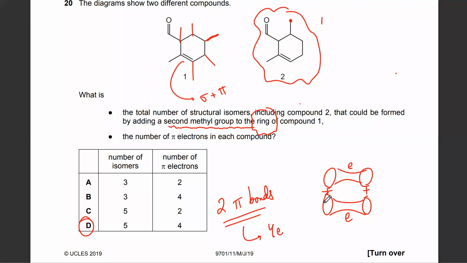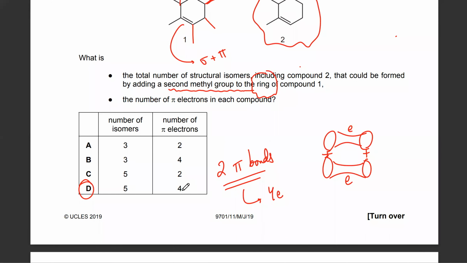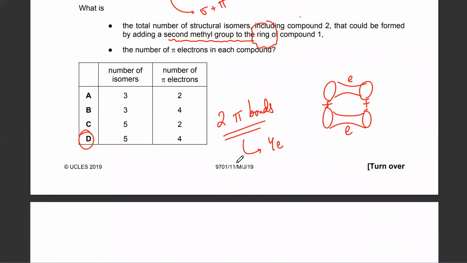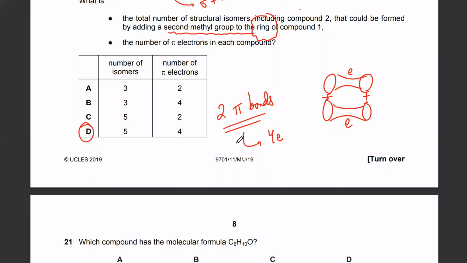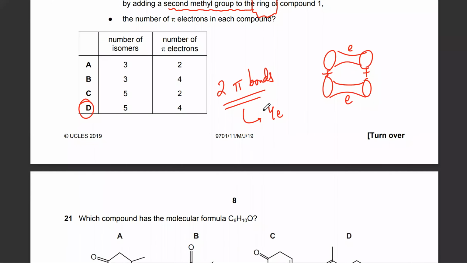Can everyone hear me properly? Yes, sir. Is this point clear, that it's a sharing of 4 electrons? If you had asked how many pi bonds, that's 2 pi bonds. And a sigma bond is also a sharing of 2 electrons, so if you had 2 sigma bonds, that would be 4 electrons as well.